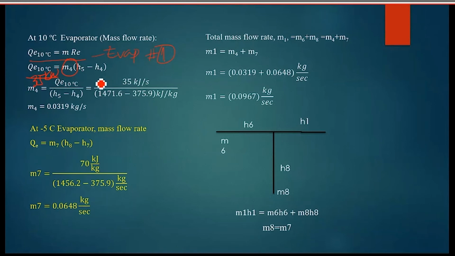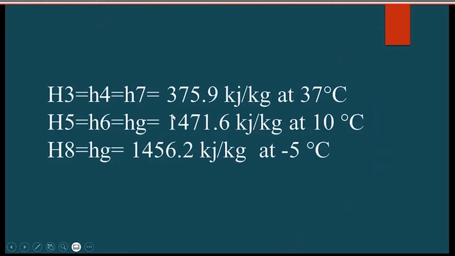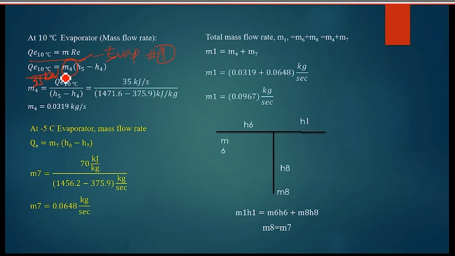M4, that is what we're going to find. H5 and H4 are given. We already got that, right? We have H5, we have H4. So the only unknown is M4, the mass flow at the entrance of evaporator 1, which is at 10 degrees centigrade. So just plug in, substituting values.